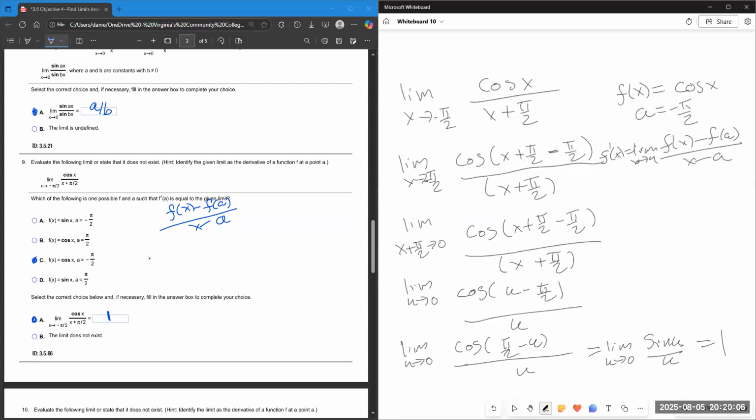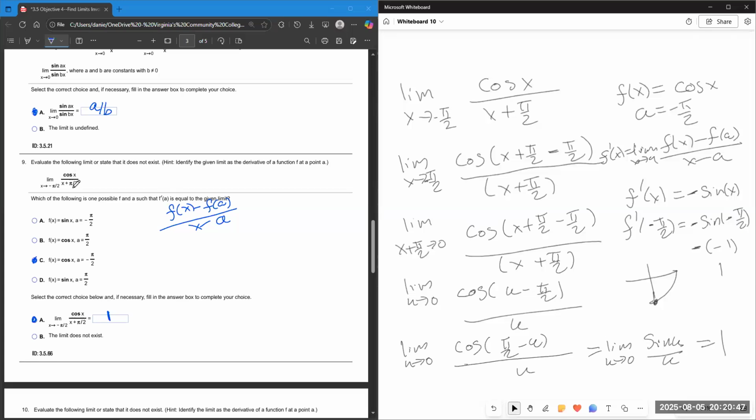So if that's the case, then we know the derivative of cosine is negative sine, and we evaluate that at negative pi over 2. It's negative sine of negative pi over 2. Sine of negative pi over 2 is -1, so negative of -1 is 1, and we get the same answer. But I wanted to do it with the identities that we've learned to practice those. That's kind of the whole point of this section.